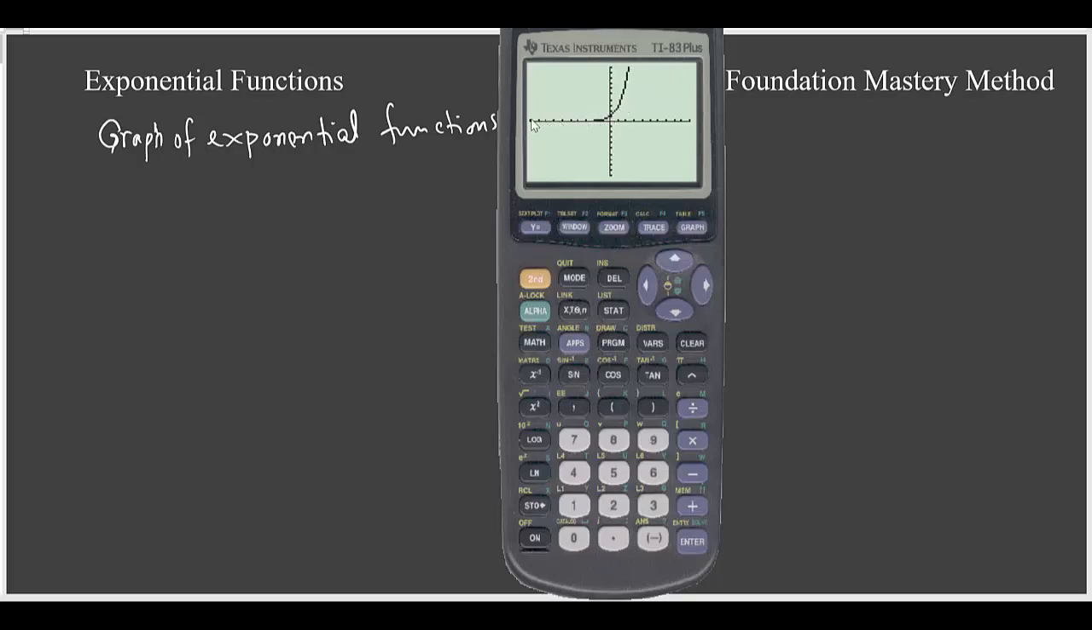So it is actually going all the way like this. It doesn't cross the x-axis. So this graph has a horizontal asymptote at y equals 0, which is the x-axis. Now the y-intercept here is 1 because e to the 0 is 1.